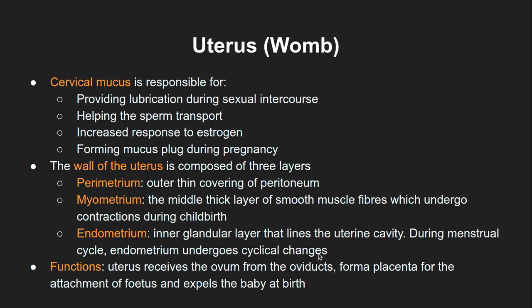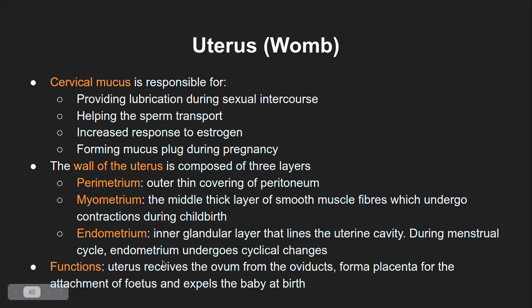It increases in thickness because the epithelial cells undergo proliferation, and that will go out at the end of the menstruation if fertilization has not happened. So these are the three layers and their functions.